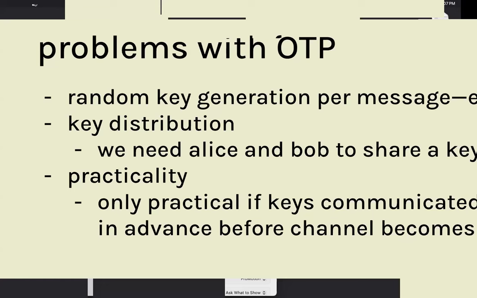So what is the problem with one-time pad? Some of you already answered some of these questions. You have to generate this random key for a message. It is expensive. Now both Alice and Bob, if they want to communicate, need to share this key.